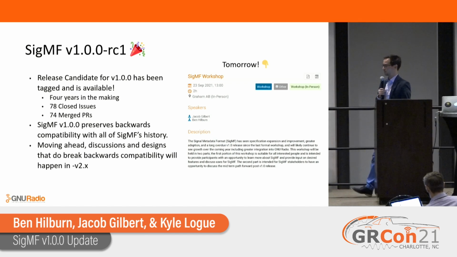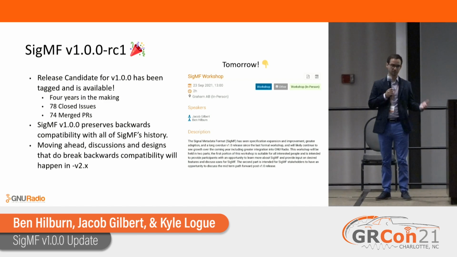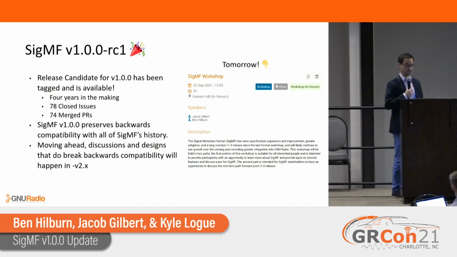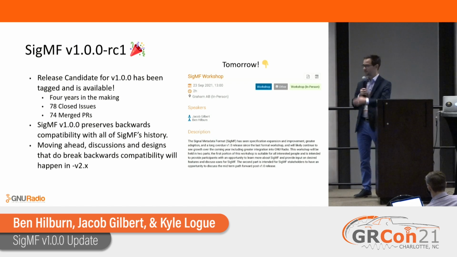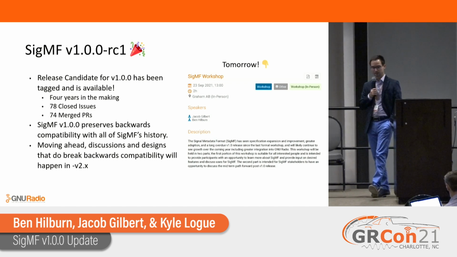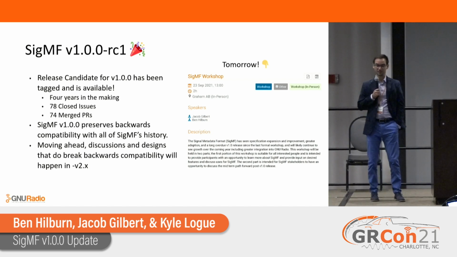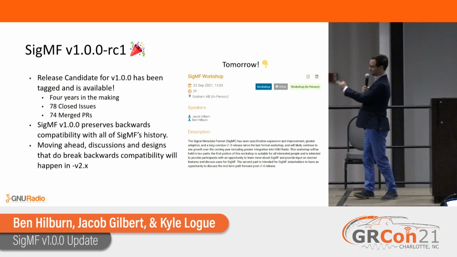And so version 1.0.0 preserves backwards compatibility with everything that was in the previous release. We will not break backwards compatibility in the version 1.0.0 dev chain. Same deal as the rest of the radio branches. Moving ahead, anything that does break backwards compatibility will happen in version 2.x.x. And we've already got some ideas for what this might look like. And hopefully it doesn't take us 4 years to get there. But if you have ideas for things you've always wanted to see in SigMF but you don't think are possible today, come talk to us in our workshop.